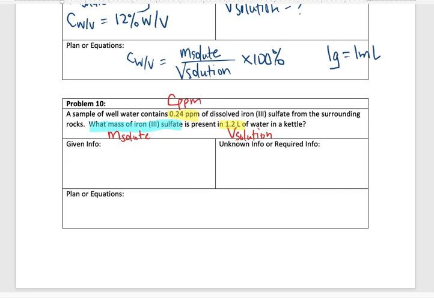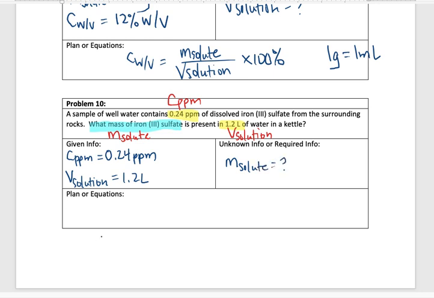Let's list this off. Our concentration is given: 0.24 parts per million. We have our volume, 1.2 liters, which is the volume of our solution. And then we have the mass of our solute that we need to find.